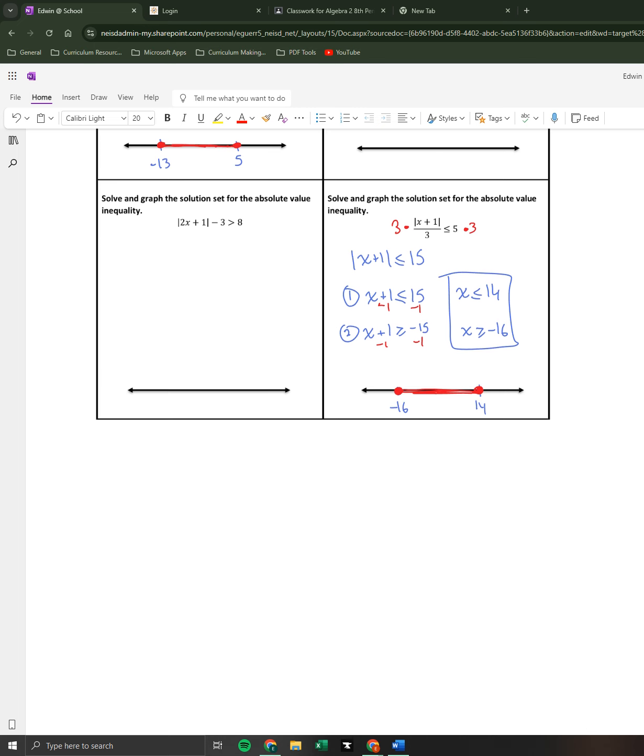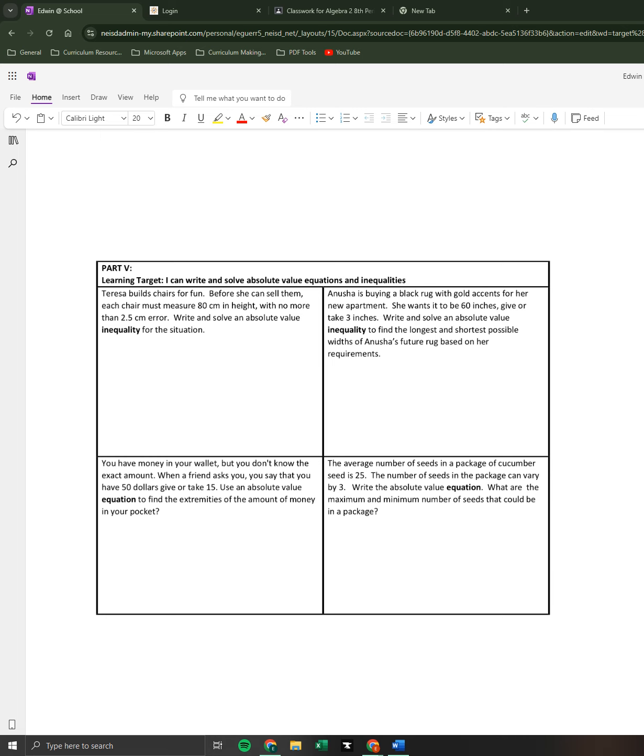Finally, we got some questions like this. So Teresa builds chairs for fun. Before she can sell each chair, they must measure 80 centimeters in height, with no more than 2.5 centimeters in error. So it's asking us to write an absolute value inequality for the situation. So that means we got this format that I want you to follow, which I went over in class. X minus target, and because it's asking us for an inequality, it has to be written as less than the amount that it varies.